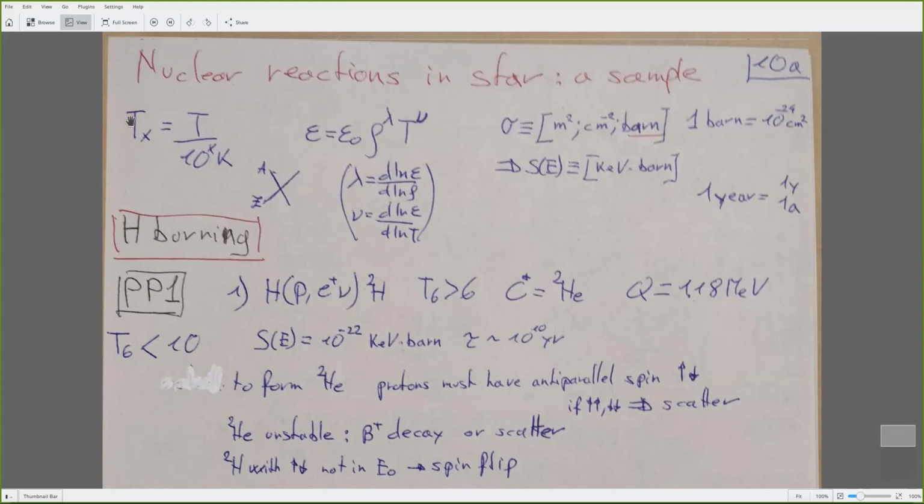Something about notation. T with a subscript number is just the temperature divided by that power of ten, in Kelvin, because it's easier since we have a lot of high exponents. We are working with temperatures of tens of millions of Kelvin, hundreds of millions of Kelvin, billions of Kelvin. So we have T6 for the temperature in millions of Kelvin.